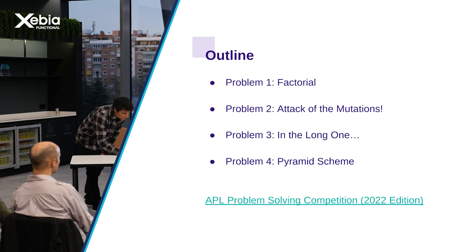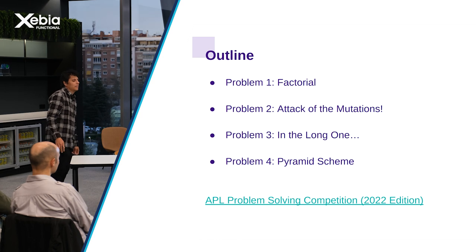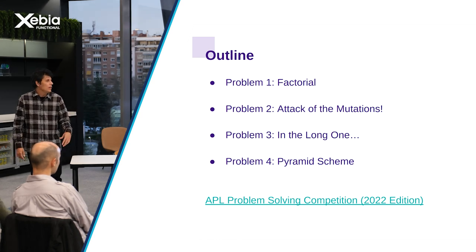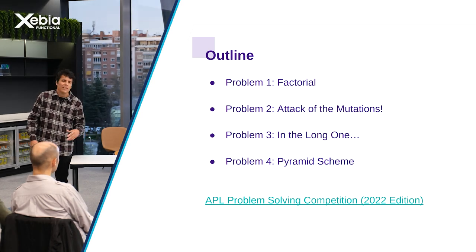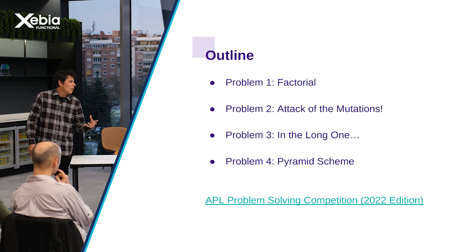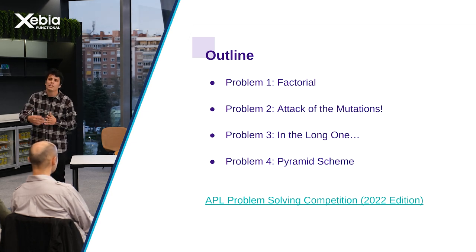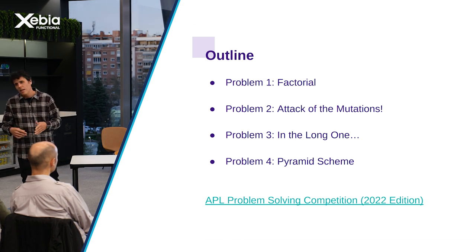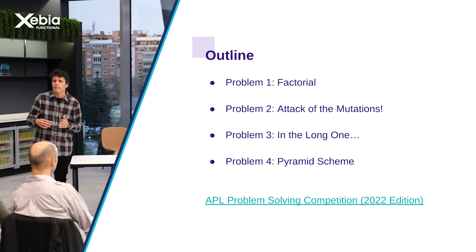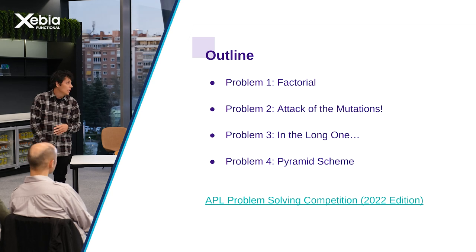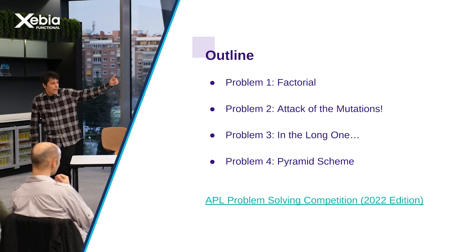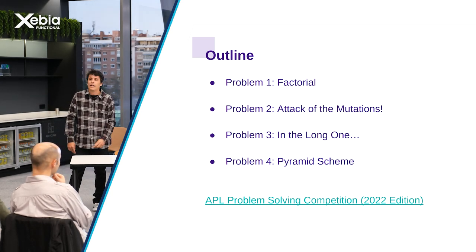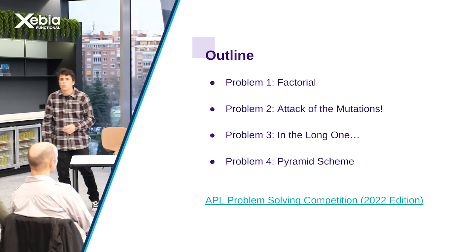So what is the outline? Okay, I was thinking on showing features of the language and then showing examples, but at the end we thought that maybe it would be a better idea to guide the talk by examples. So here we have 4 examples, the 4 problems. The first of all is a factorial. This is just to warm up.